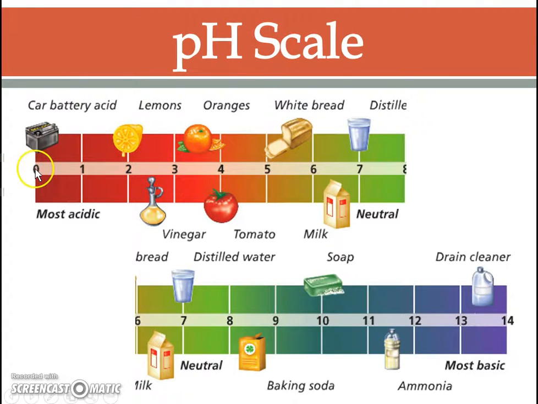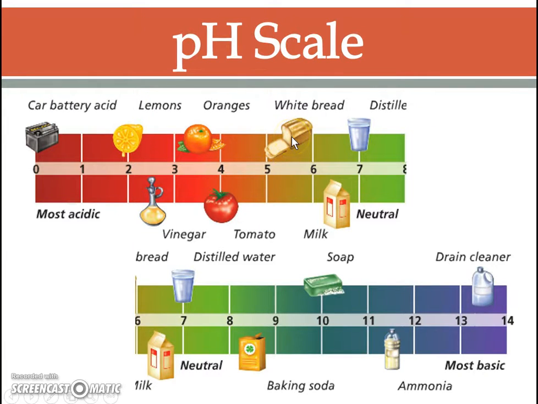So here we have 0, car battery acid, so that's sulfuric acid, that's your lowest, that's the most acidic. Moving up to a 2, that's your lemons, those that have a lot more acid in them. 2.5, vinegar, it's right here in the middle. Oranges are sitting about a 3.5. Tomatoes are 4.